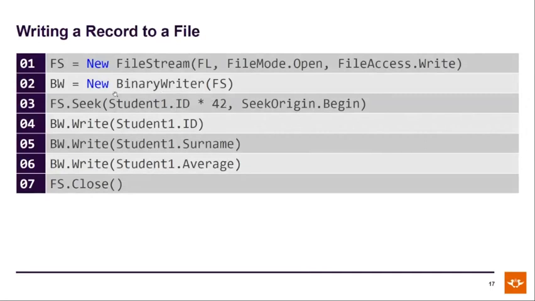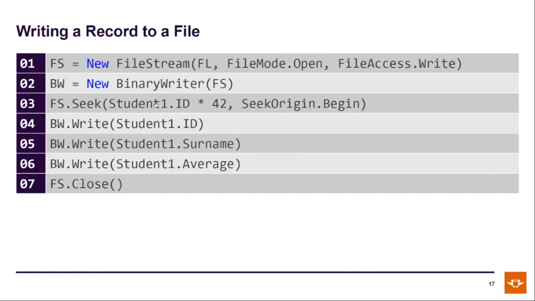Once you've found the location where you want to store the student, you then start by storing the information of that student individually. So you've got your ID, your surname, and your average. Then once you've stored that information, you close the file stream. So you store the items individually instead of just passing the entire object over into the file.